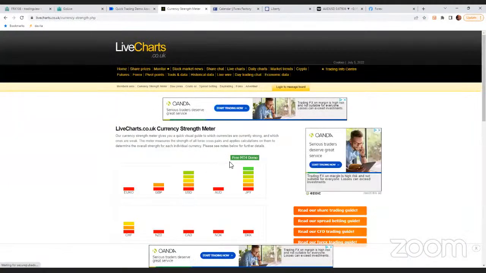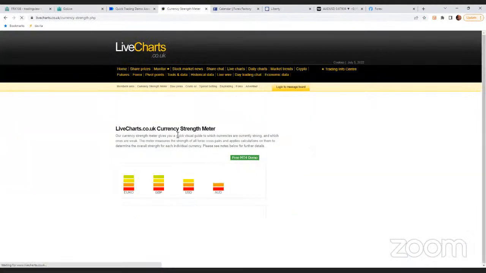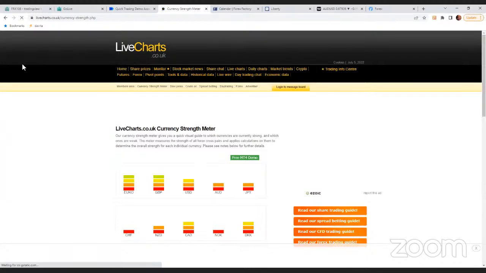And then you come to your currency strength meter. And we see AJ. Oh, Lord, not AJ. My bad. I thought AJ was looking good. Let me refresh.